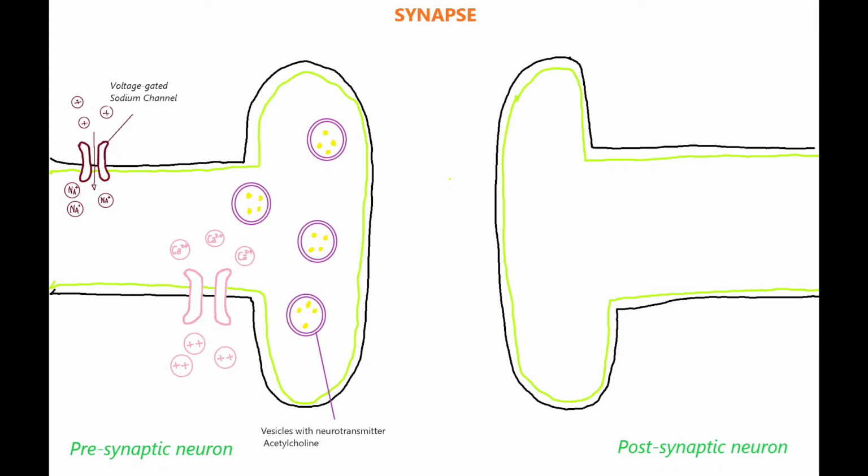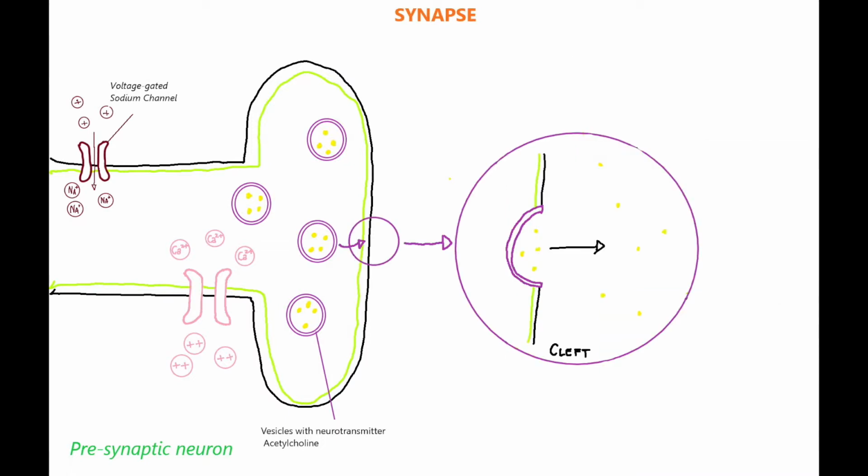Inside the presynaptic knob, vesicles containing neurotransmitters are present. In this case, the neurotransmitter is acetylcholine. The presence of calcium 2+ ions in the presynaptic neuron causes the vesicles to move towards the membrane and fuse with it, releasing acetylcholine into the synaptic cleft. This process is also very well known as exocytosis.